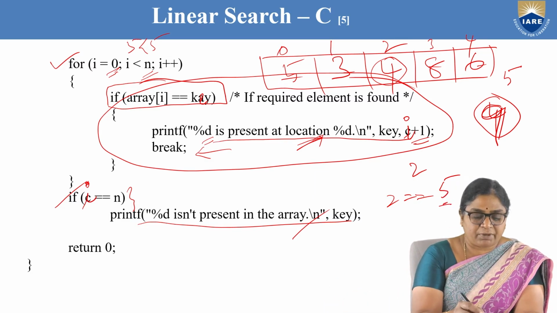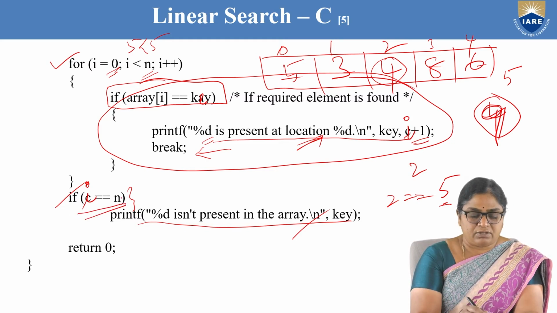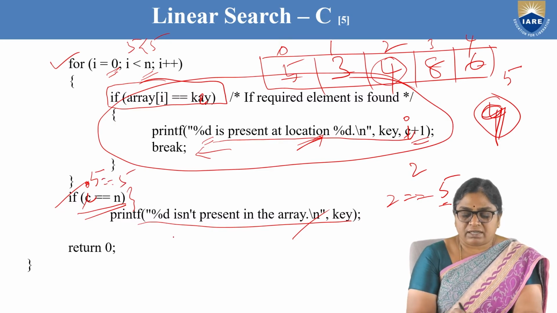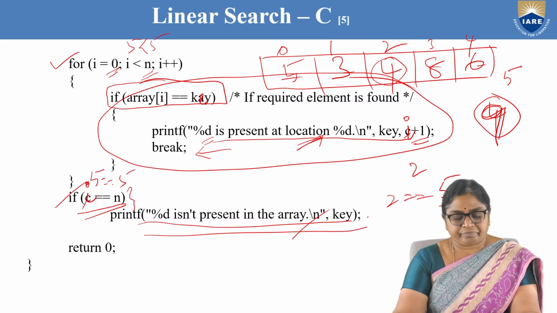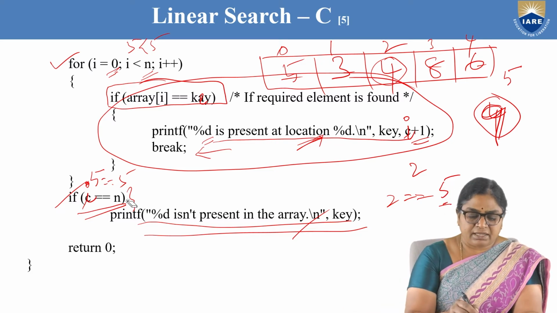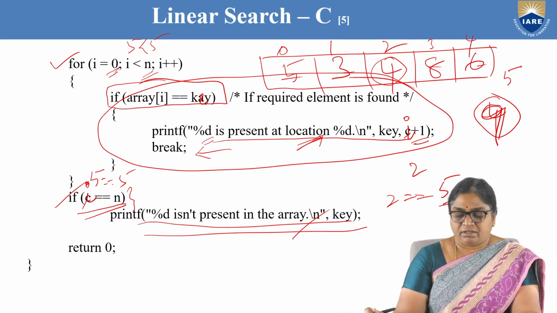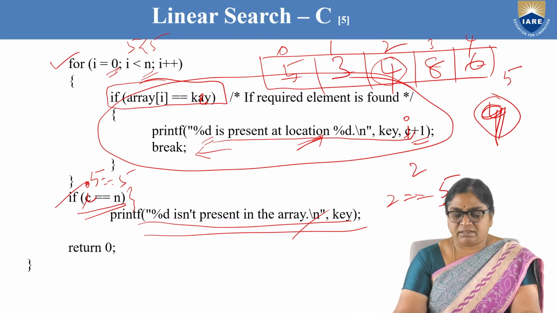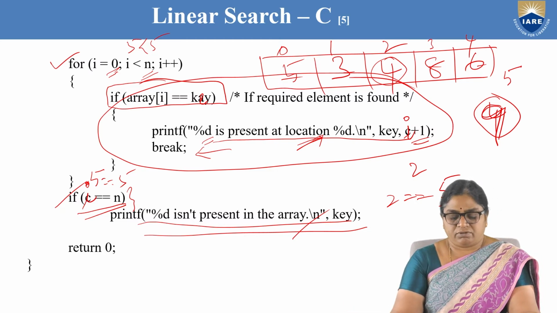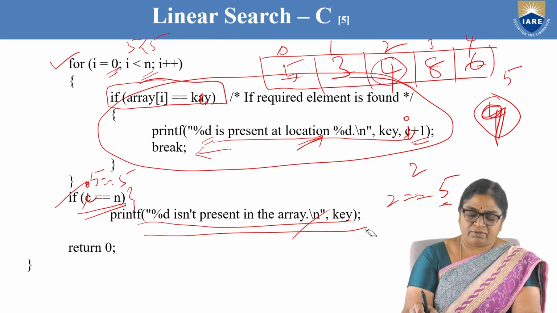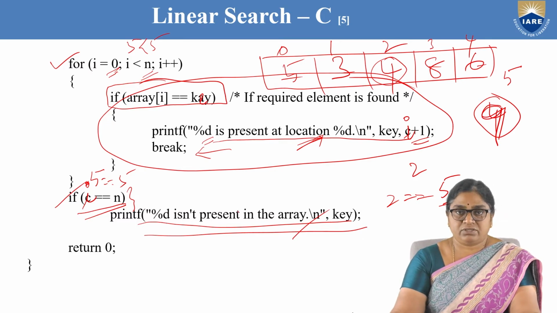So in that particular case, our I is equivalent to n. So here 5 is equivalent to 5. In that particular case, we are going to display that key is not present in the given list, or it is not present in the array. So this is how we are going to implement linear search using C programming language.